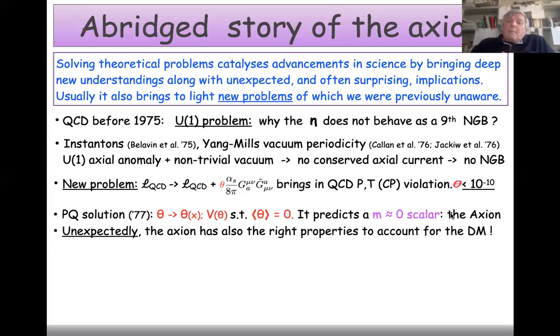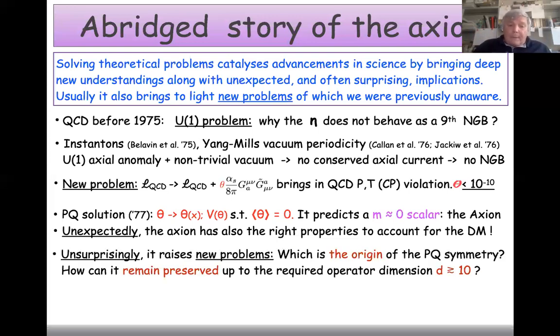It was found a bit later that, unexpectedly, the axion also has the right properties to account for the dark matter. So the axion was not invented to be a dark matter candidate, but it turns out that it has really good properties to be a cold dark matter candidate. Unsurprisingly, the axion raises new problems. The mechanism relies on a global symmetry that must be spontaneously broken and anomalous, but whose origin is unknown.